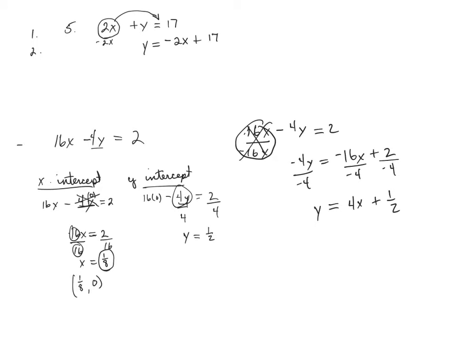1/2. Oh, I made a mistake. I hope you saw it. Here it is. This is no longer a positive. It becomes a negative because it's positive 2 divided by negative 4. So this is negative 4.